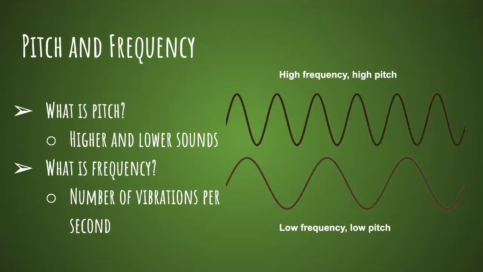So frequency is the number of vibrations per second. You can see in this figure that a high frequency means that you have more of these wiggles in the waves in some interval of time compared to the low frequency on the bottom. And these correspond to high pitch and low pitch respectively.